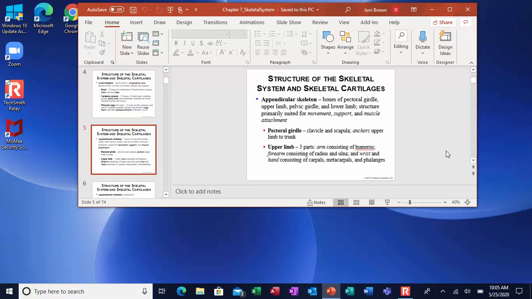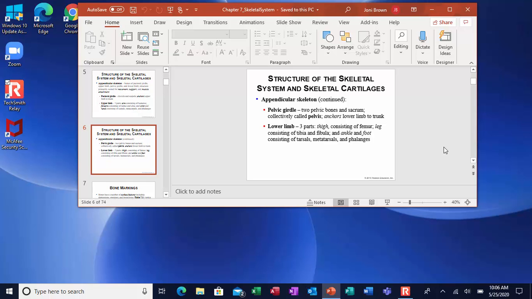The appendicular skeleton, this is the bones of your limbs. So it's your bones in your pectoral girdle, which is your shoulders and your upper limb, and then the pelvic girdle, which is your hips and your lower limb. And you have these girdles for your limbs to attach to. The pectoral girdle, that's just your clavicle and scapula. And your upper limb, of course, you've got quite a few bones there. You've got the humerus at the arm, and then the forearm is the radius and the ulna. Then you have your wrist and your hand that has different bones in it that we'll be going through.